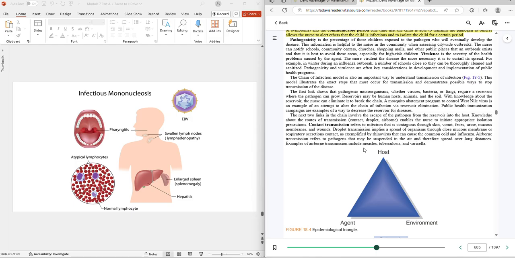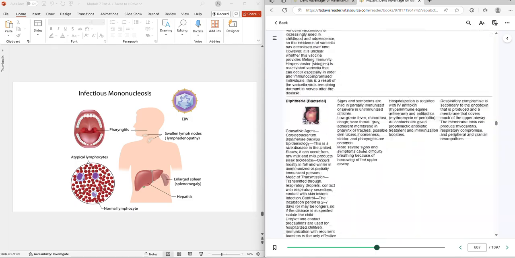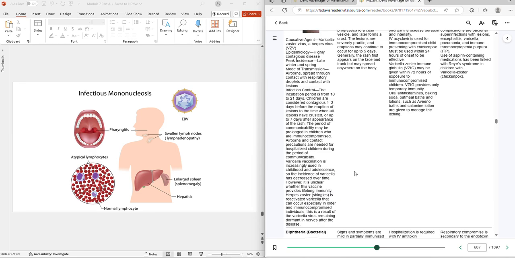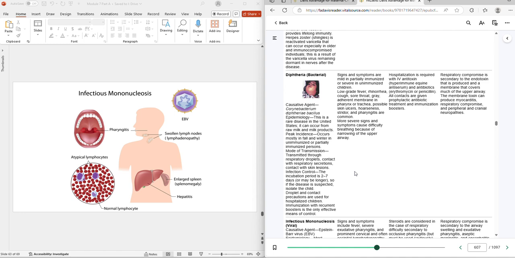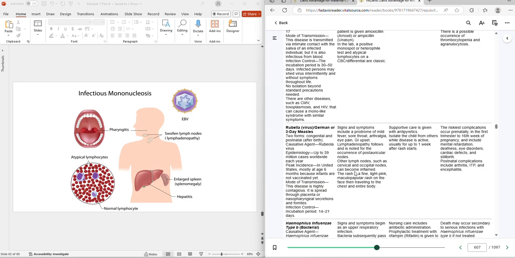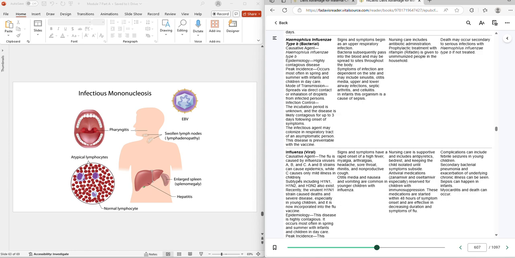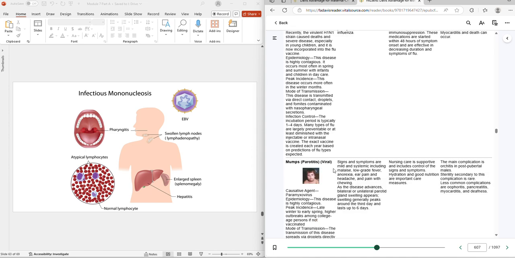So let's look at page 607. This starts the different types of diseases. So chickenpox is a viral thing, right? This is known as varicella. Diphtheria is bacterial. And then you have rubella, which is the German measles. Influenza type B. Influenza type A. Then you have pertussis, and mumps there too.